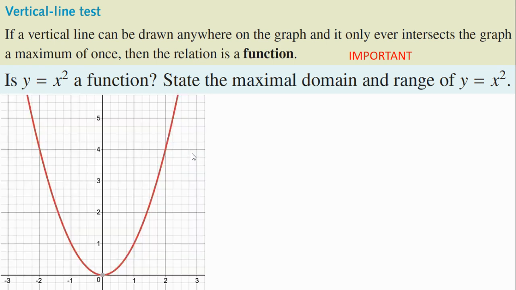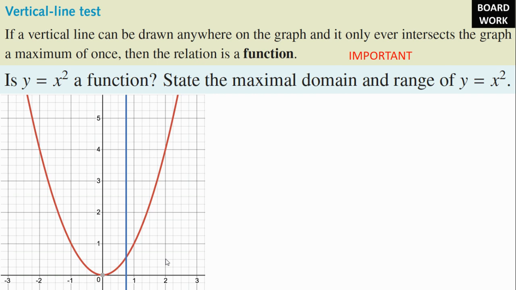So here we have the function y equals x squared. The question is: state the maximal domain and the range. So if we draw a line through that, it only touches the graph at one point. And if we were to draw that line anywhere, it would only touch the line at one point. Therefore, y equals x squared is a function.